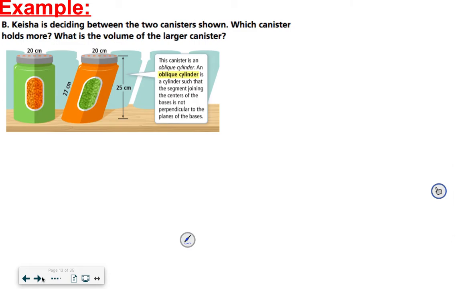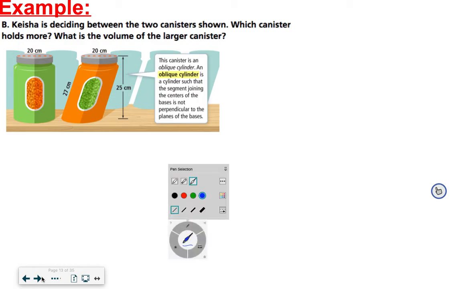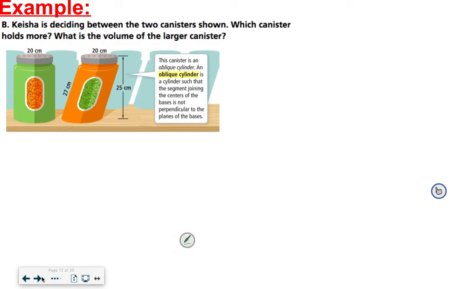Next, Keisha is deciding between the two canisters shown. Which canister holds more? What is the volume of the larger canister? Ladies and gentlemen, we have two cylinders, but one of the cylinders is an oblique cylinder. First, I am going to find the volume of this figure.